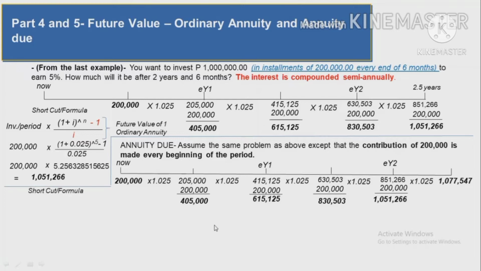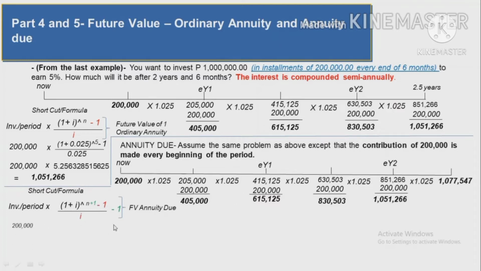In the shortcut or the formula, you have investment per period times the base 1 plus I raised to the power of n. However, as you remembered, we added two elements for the ordinary annuity, the minus 1 and the over I. And since we are already here, we need to add two other elements, which is the plus 1 on the n and the final minus 1. So this is what we call the future value of 1 annuity due.